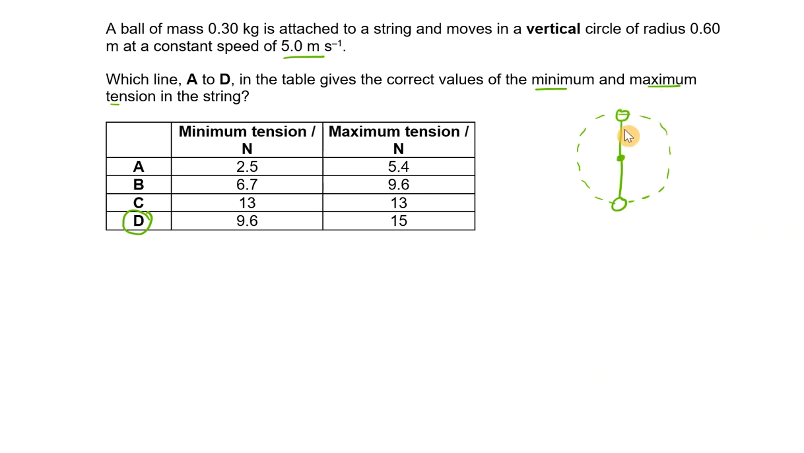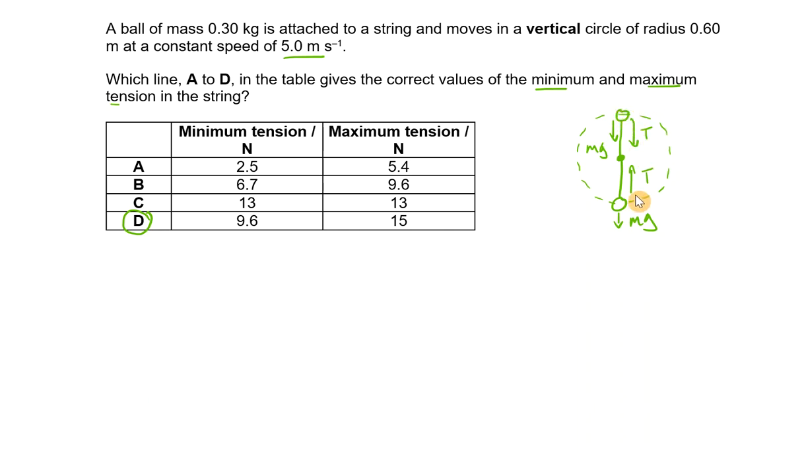So let's first of all have a think about the forces that are acting on the ball. There is a tension that is always acting inwards. We'll give that the letter capital T. That's the thing we're trying to find. But there's also the weight of the ball, which is acting downwards. So the weight of the ball, mg, is always acting downwards.